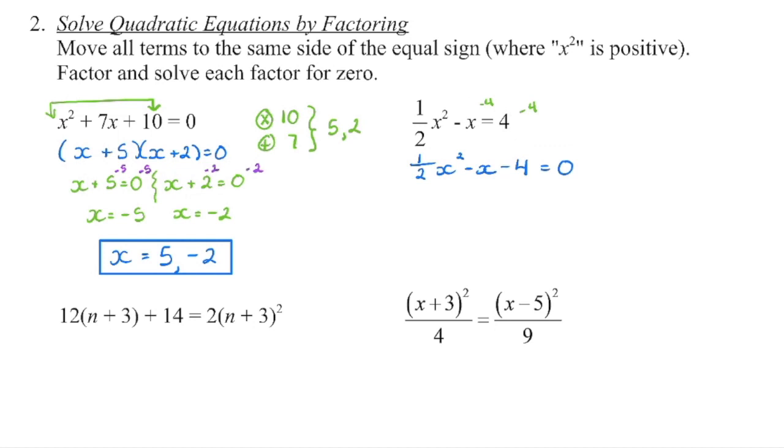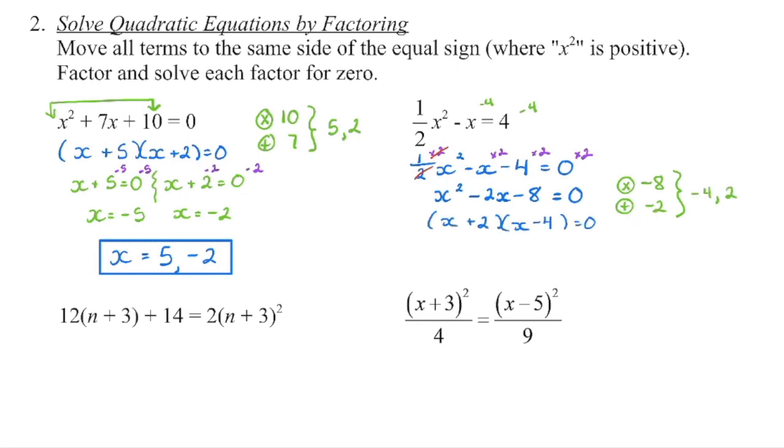If you don't love dealing with fractions, we can also multiply every term by 2 in order to eliminate that fraction. We know that 2/2 is equal to 1 whole, so we're going to have 1x squared minus 2x minus 8 equals 0, where we're going to multiply 1 times -8. We're looking for two numbers that multiply to -8 and add to -2. Once we've got those numbers, we can go ahead and factor, and then we're going to set each factor equal to 0. So same thing over here.